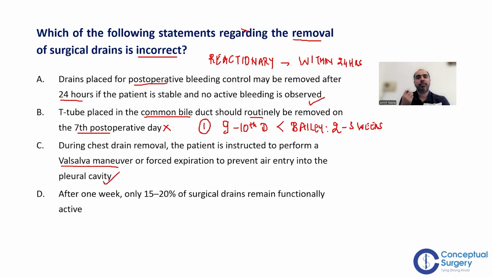Valsalva means exhale forcibly with a closed glottis. Basically, I want the thoracic pressure to be positive, not negative. If it is negative, he is inspiring and I am pulling the tube out. During the removal, some air can get sucked in because you understand when I'm removing it, there is no underwater seal.